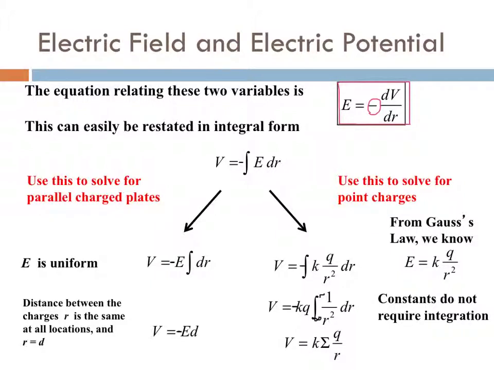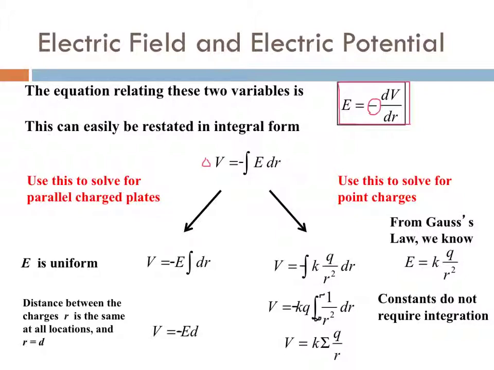Remember that this can easily be restated in integral form, where potential, or potential difference, is equal to the negative integral of electric field with respect to position. Again, we've seen this equation already. We just hadn't derived it.